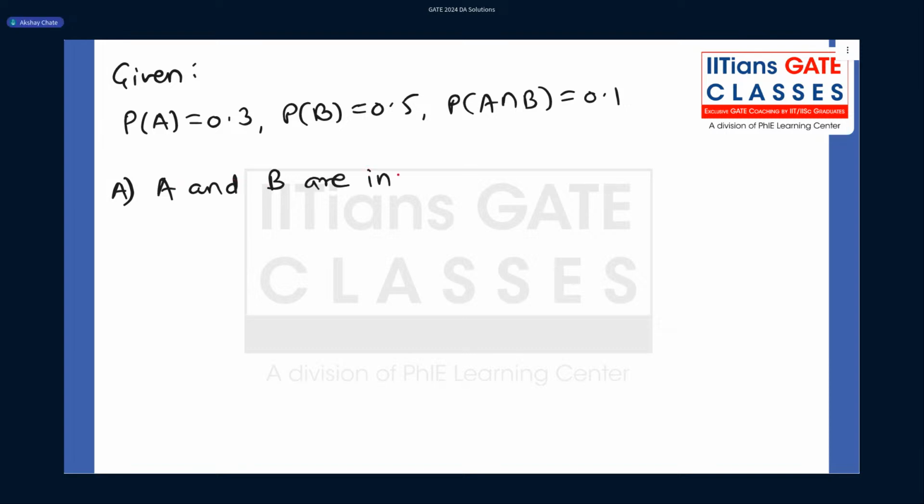So we know that A and B are independent if, when do you say two sets are independent? When the multiplication of their individual probabilities is equal to the probability of their intersection, right? That is the definition of independence. So by that logic, you need to check whether P of A into P of B is equal to P of A intersection B or not.